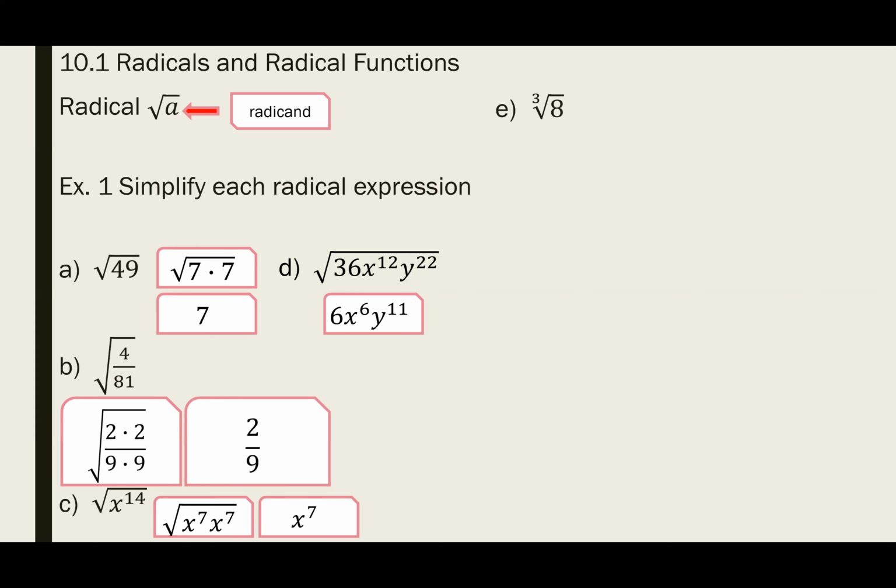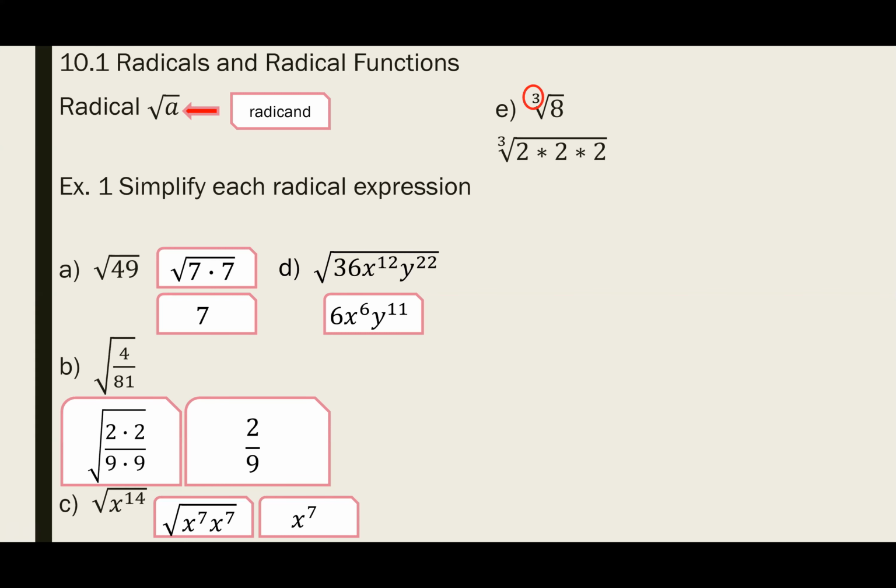Now, this item here is a little bit different. Instead of a square root, what happens if they have a 3 here? What does this mean? Well, the 3 tells you that this is a cube root. And what does the cube root mean? Well, if it's a square root, we're looking for a pair of 2. The cube root, we're looking for a group of 3.